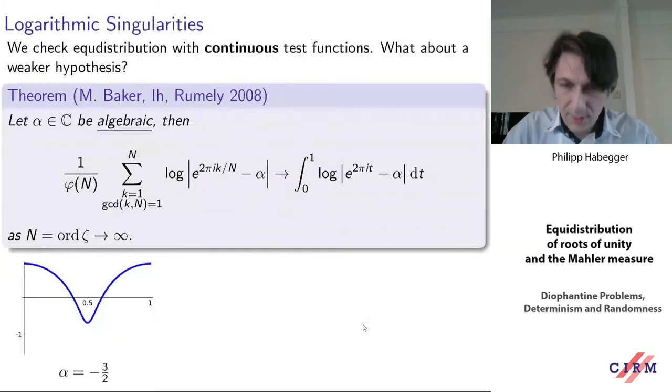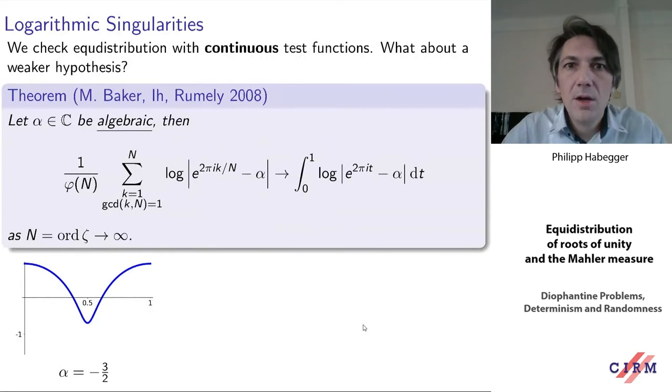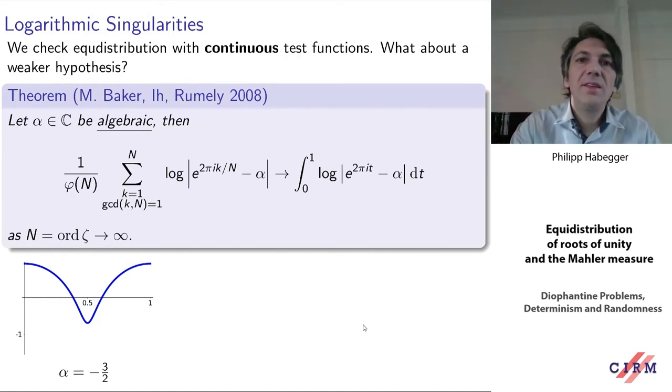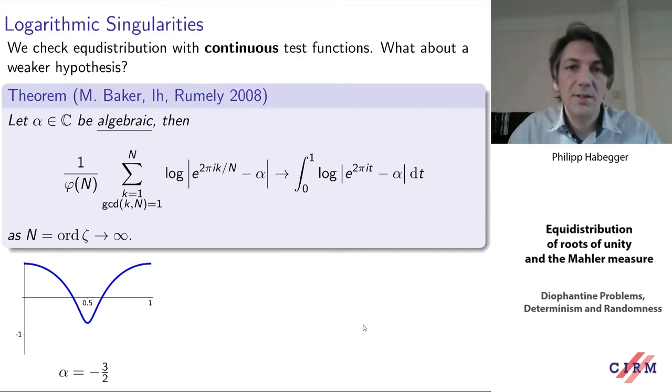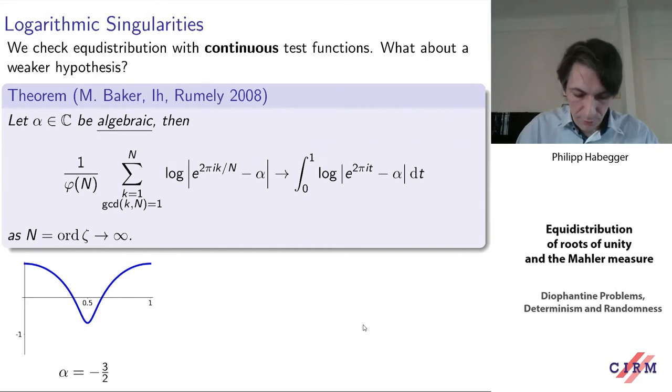Okay. So what I'm going to talk mainly about today is what happens in this definition of equidistribution. What happens if you weaken the hypothesis that the test function is continuous? Remember, you have to test your sequence against a continuous test function on the unit circle. What happens if we drop the continuity condition? There's a result I'd like to talk about by Matt Baker, Sinan Ih, and Rob Rumely from over 10 years ago, which is also motivation for the work presented today.